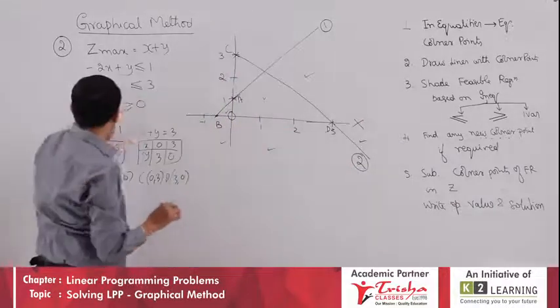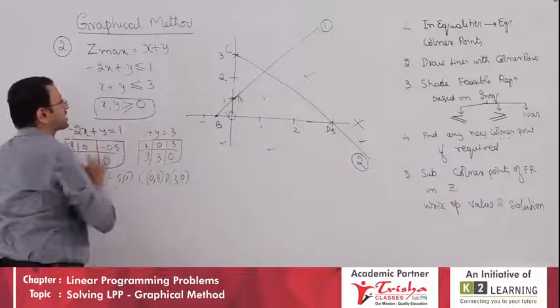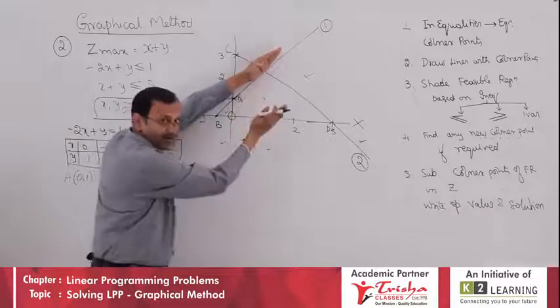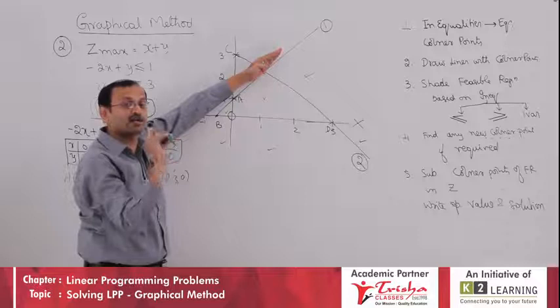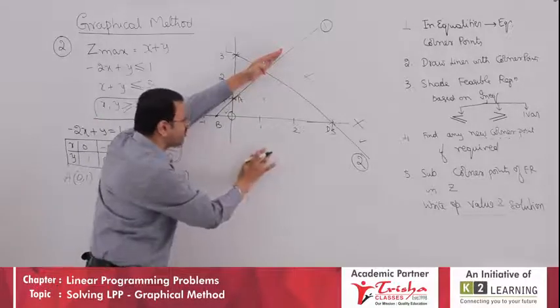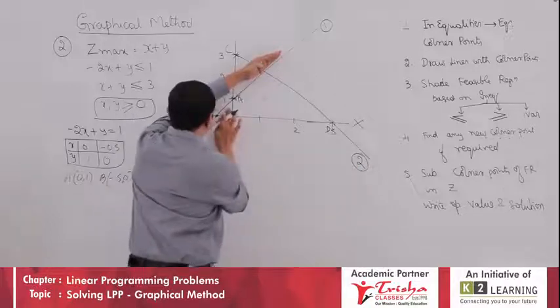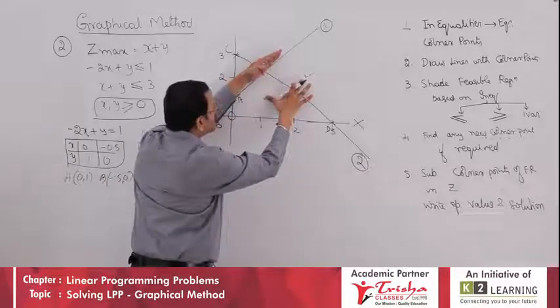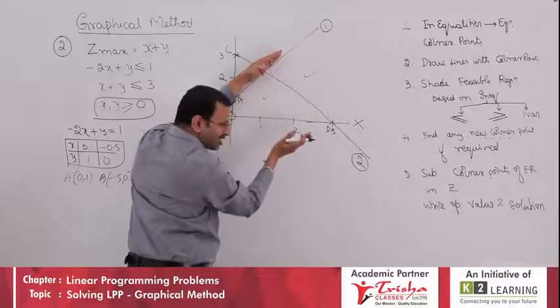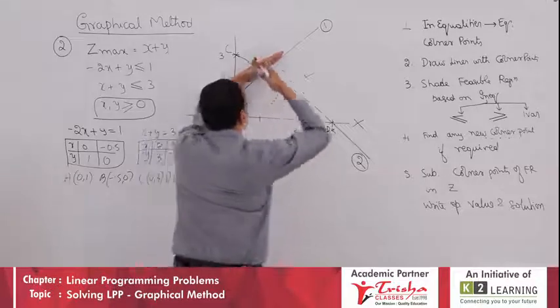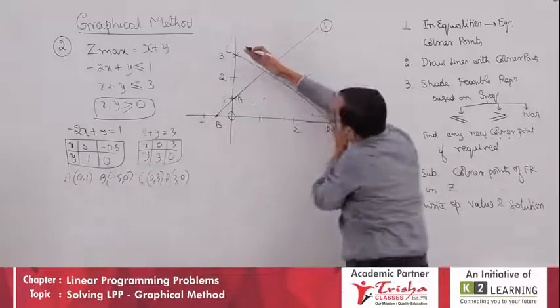Now, because of the condition x, y greater than or equal to 0, I have to shade from this line, but not in the other quadrants, only in the first quadrant. This is in the third, this is in the fourth, this is the second cut. That means I have to take only these two areas, which are towards 0 and come in the first quadrant.